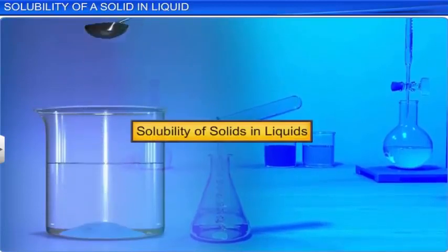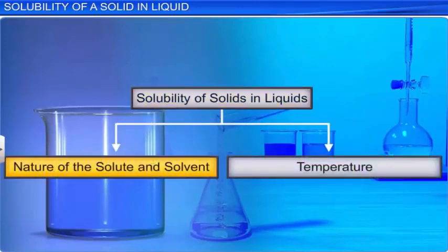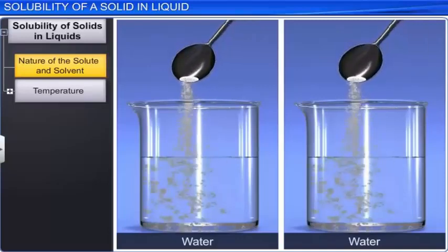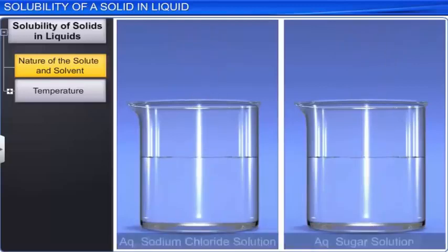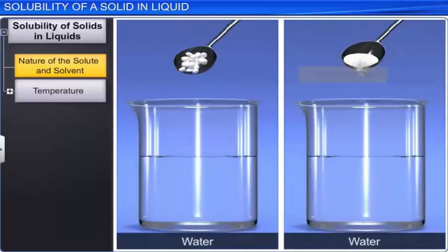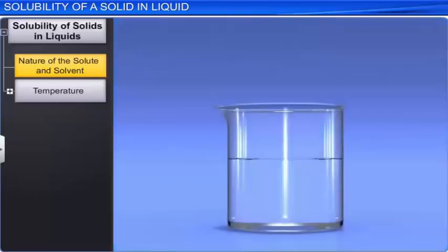Let us first discuss the solubility of solids in liquids. The solubility of solids in liquids depends upon two factors, namely, the nature of the solute and solvent, and the temperature. Let's discuss how solubility depends on the nature of the solute and solvent. It is observed that while sodium chloride and sugar dissolve readily in water, naphthalene and anthracene do not. In general, solubility follows the rule like dissolves like.